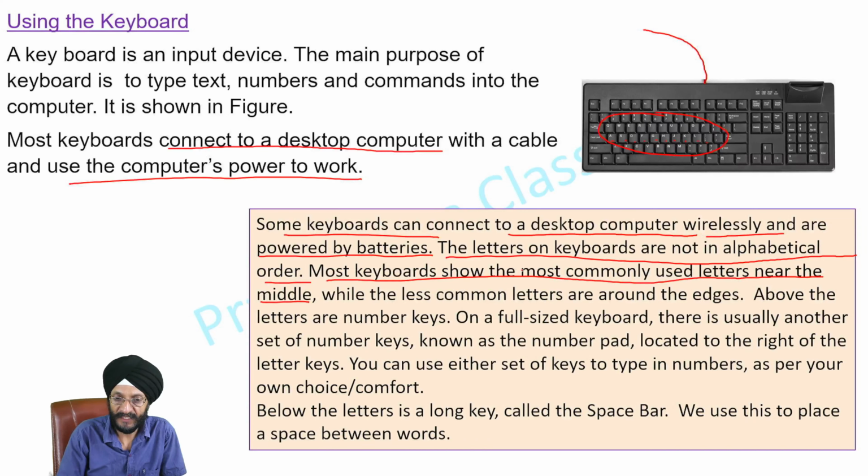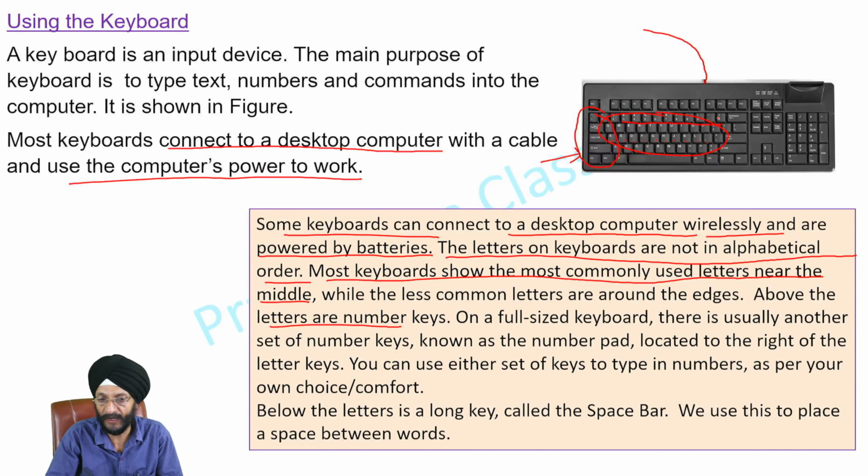Less common letters, that is the keys which are used rarely, are on the sideways around the edges. Above the letters are the number keys. You can see here that these are the number keys 1, 2, 3, 4. These are above these A, B, C, D.